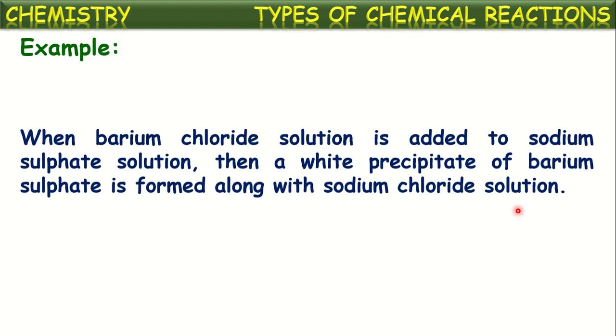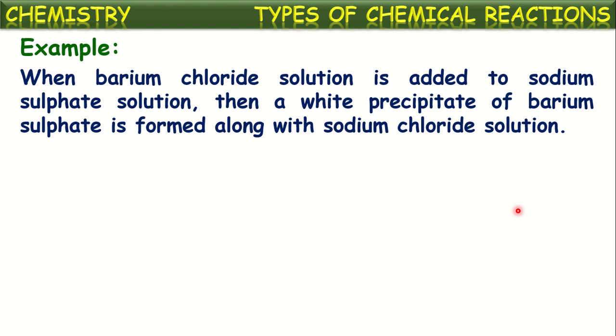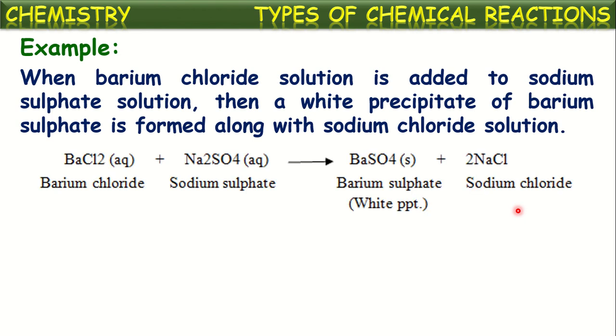Let us see an example for this. When barium chloride solution is added to sodium sulfate solution, then a white precipitate of barium sulfate is formed along with the sodium chloride. See here, barium chloride is a compound, sodium sulfate is another compound. When these two are combining, they are exchanging their radicals mutually, their ions mutually. This chlorine comes and combines with sodium and forms sodium chloride. And here the sulfate ion comes and combines with barium, forming barium sulfate. So two new substances are formed.